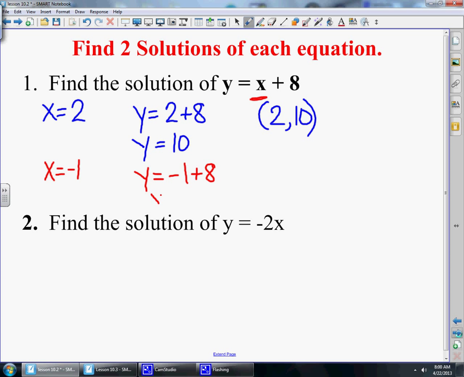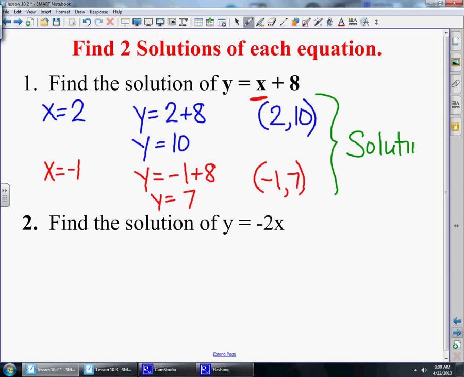Now we need to remember our rule for adding positives and negatives. When they're opposite signs, we know we're going to subtract. So -1 plus 8 is 7. So when x is -1, y is 7. So these here are two solutions. Are they the only solutions?